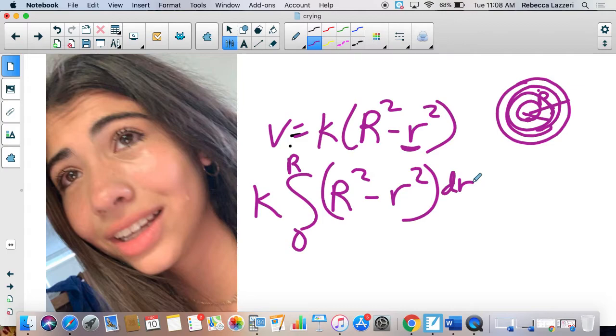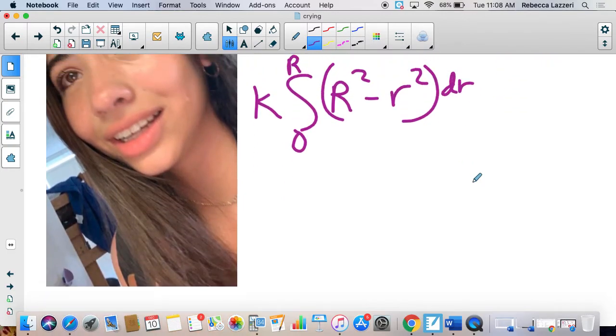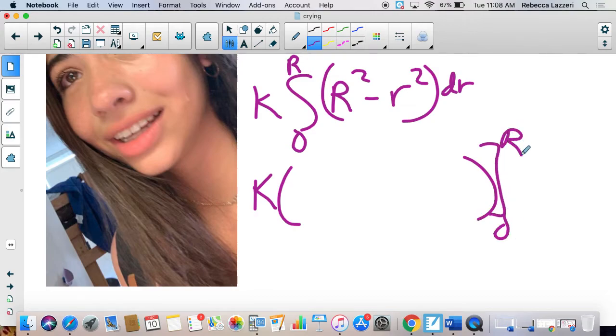Alright, so now why did I factor out k? It's just a coefficient, and they said it's going to be a set number for an individual. So now I'm going to integrate this, but which one is my variable? The little r. So if little r is my variable, what is the antiderivative of r squared? Little r is my variable, so the antiderivative of that is going to be r cubed over 3.